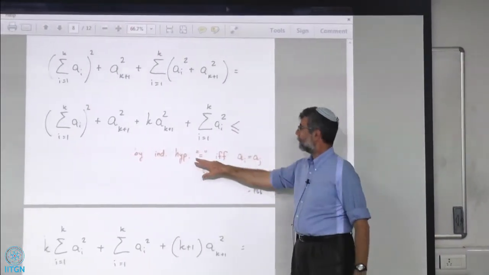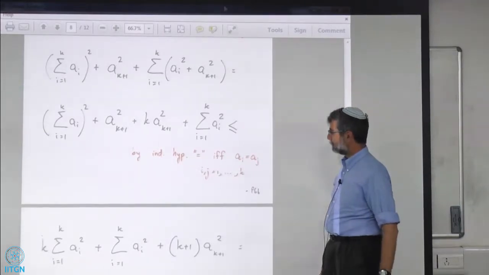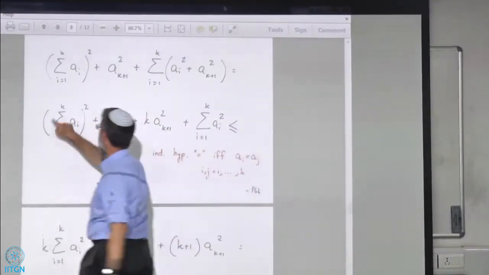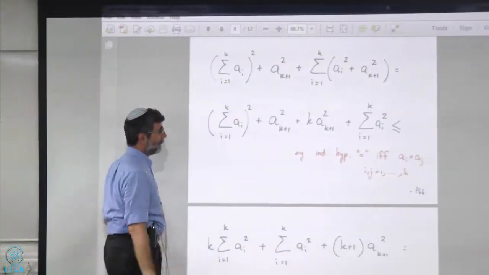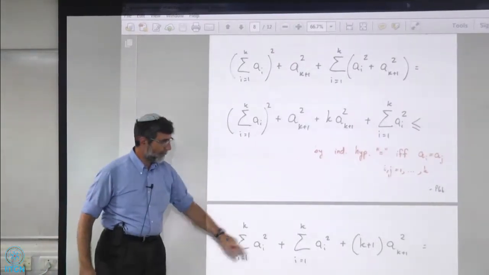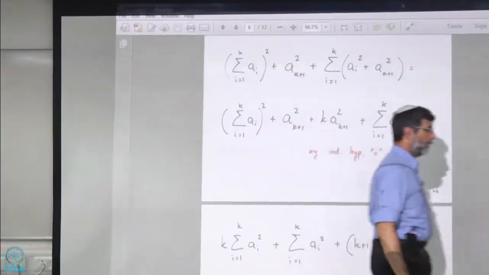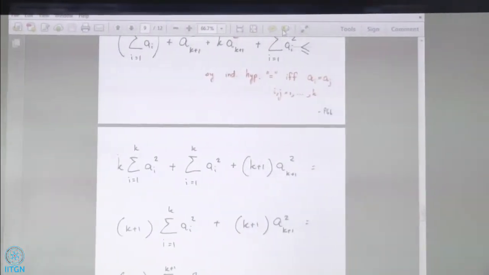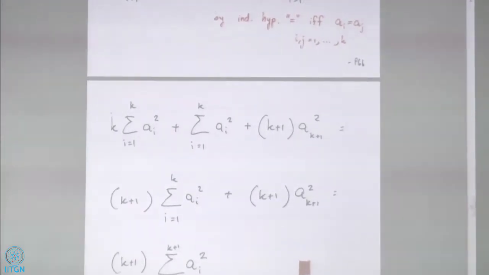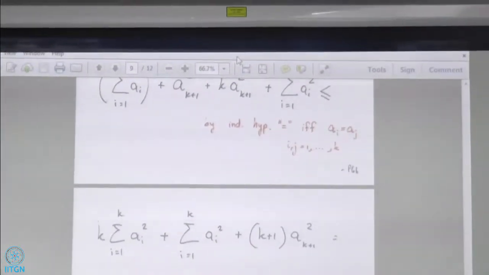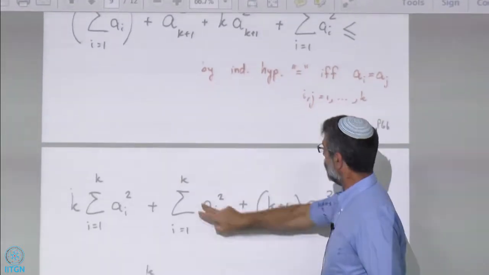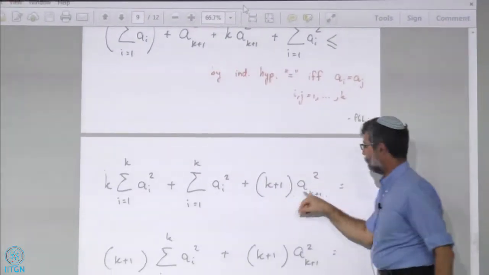So the sum of ai squared, this sum. The sum of all the ai's squared is less than or equal to k times the sum of the squares. So this is all less than or equal to k times the sum of the squares, plus, I think I still need the one on top to see what came down here. Yes. Plus the sum of ai squared here. This came from here. Plus k plus 1 times ak plus 1.